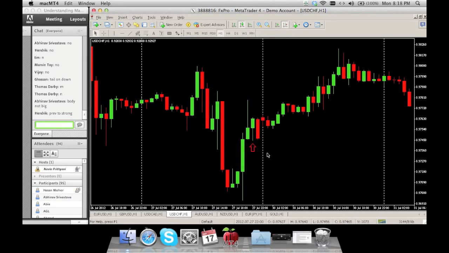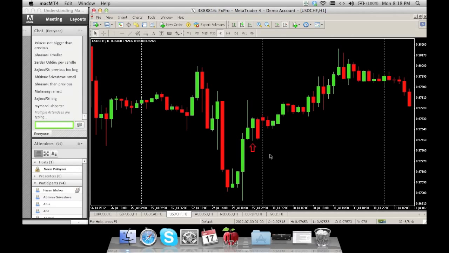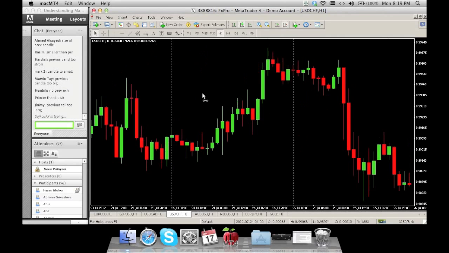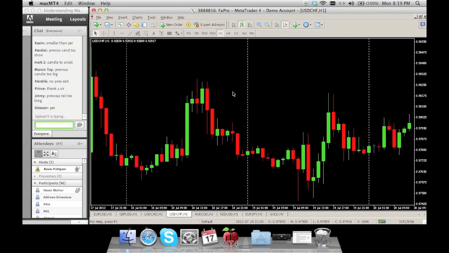Is this a trend continuation pattern? What is the reason why it's not? Good. Prince, good job. Sardar, Sanjo, good. The previous candle is way too big. So this is also incorrect. Alright, is everyone understanding the concept of a trend continuation pattern? Anyone lost so far?